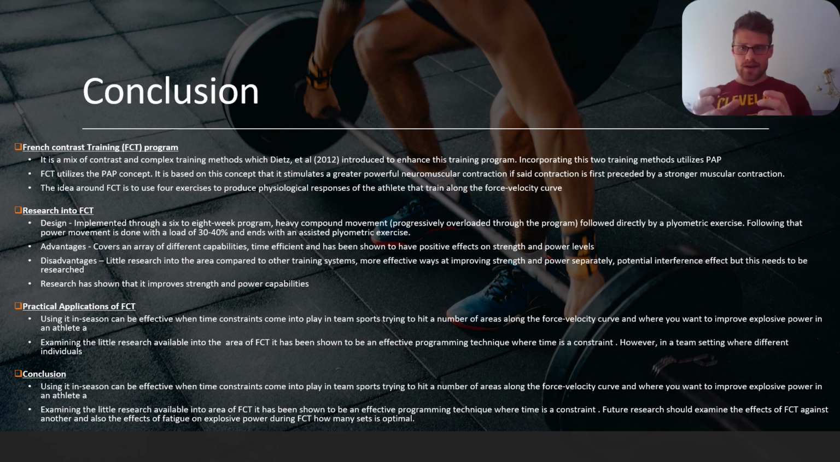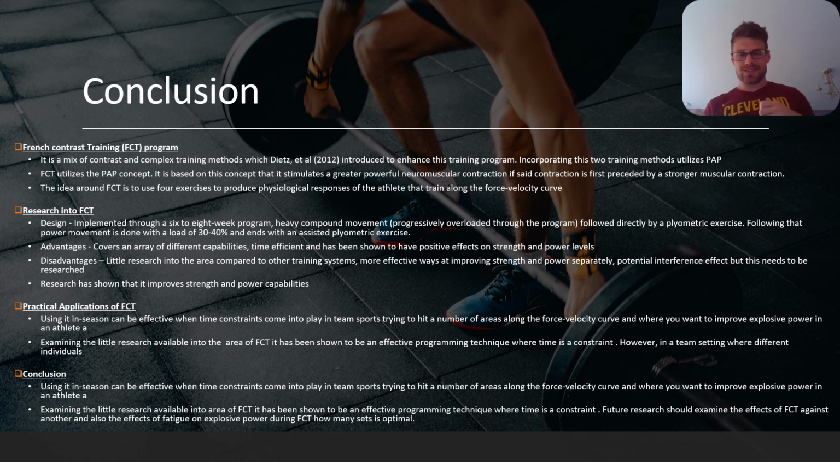So try to hit a number of areas along that force velocity curve where you want to improve explosive movement. It can also be used in pre-season to look at that taper. It's a high intensity exercise, but the volume is low, so we can use it for that peaking period and that tapering into the season as well. So, to conclude, using it in season can be effective with time constraints.